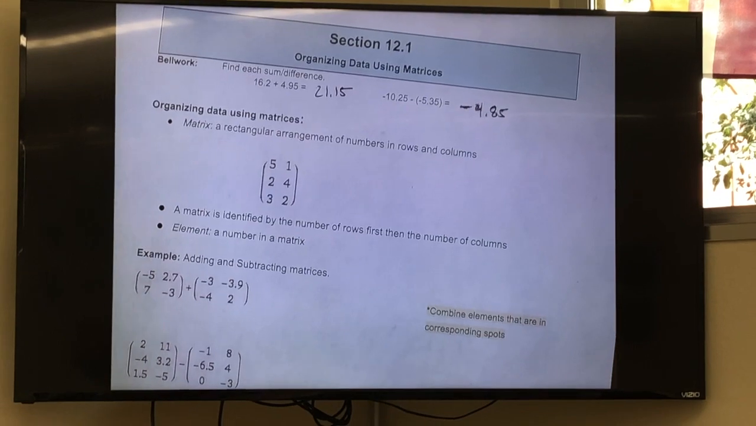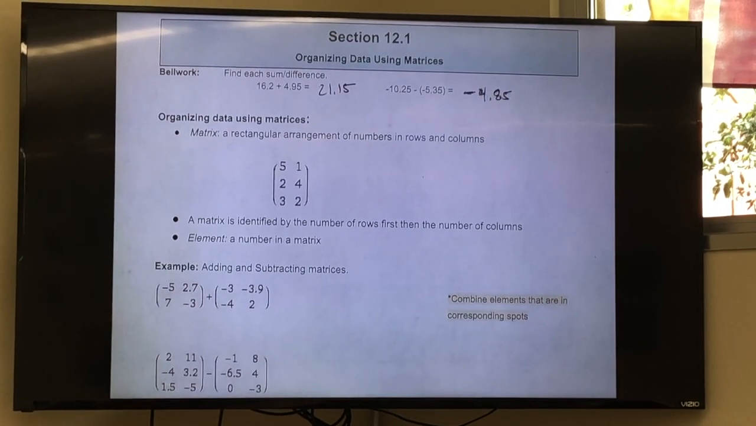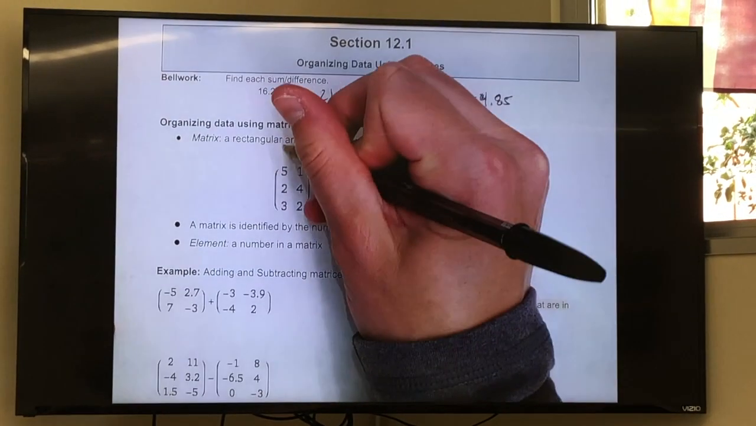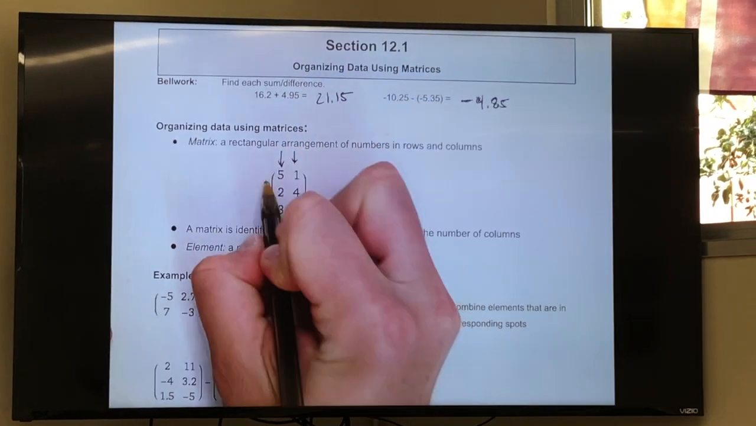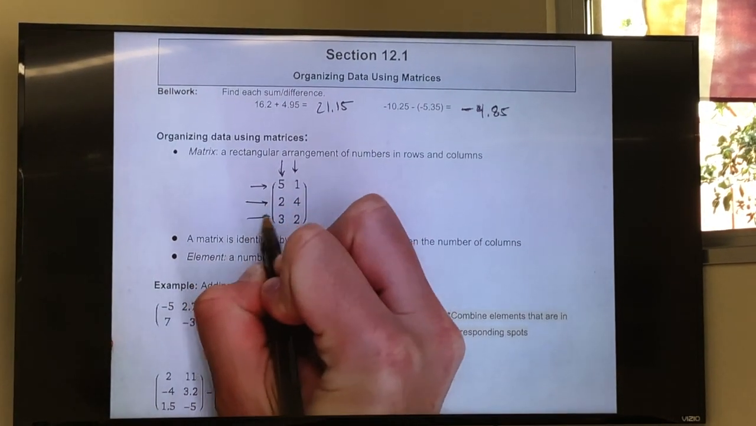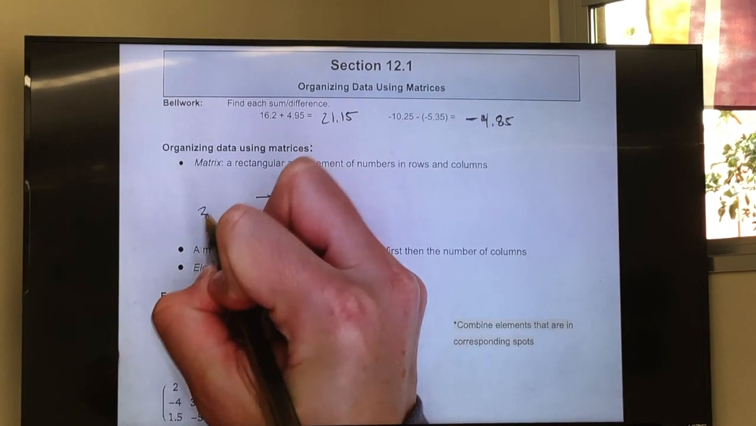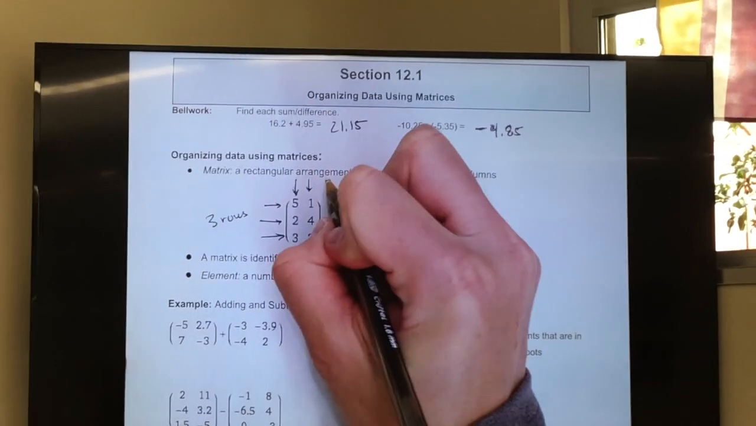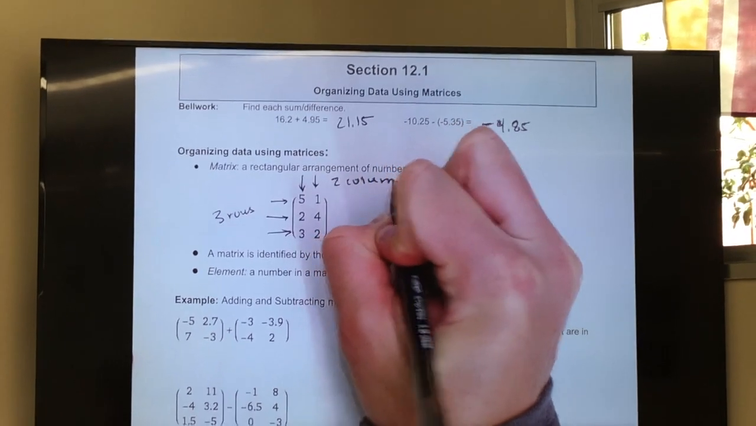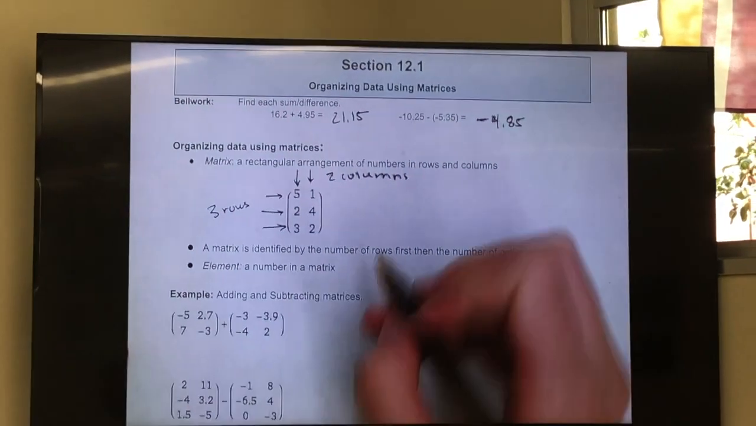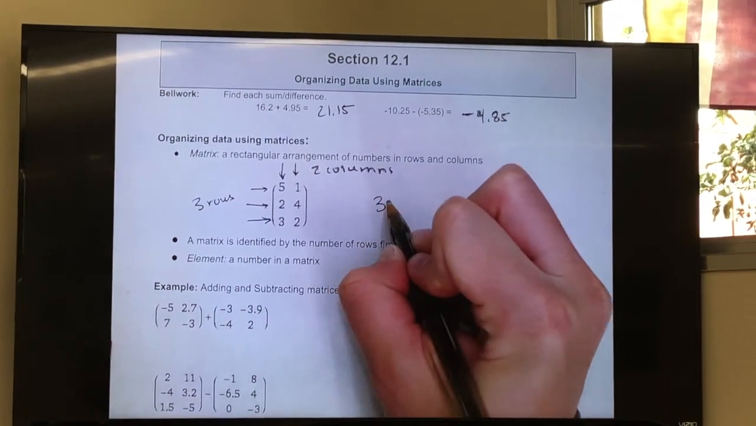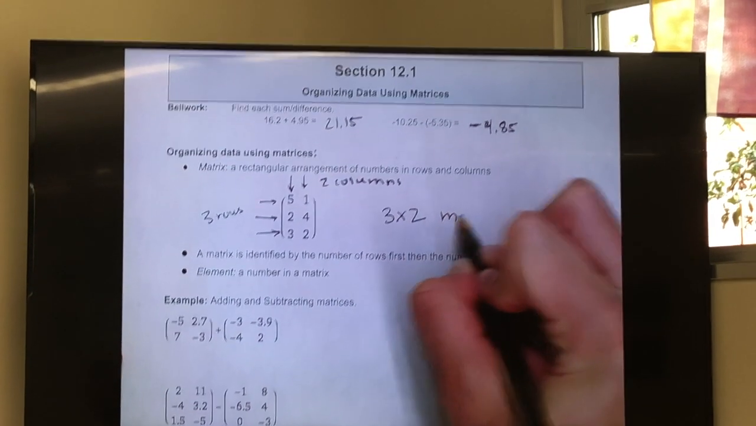All right. So what is a matrix? A matrix has columns and rows. So this one has 3 rows and 2 columns. So then what we call it is a 3 by 2 matrix.